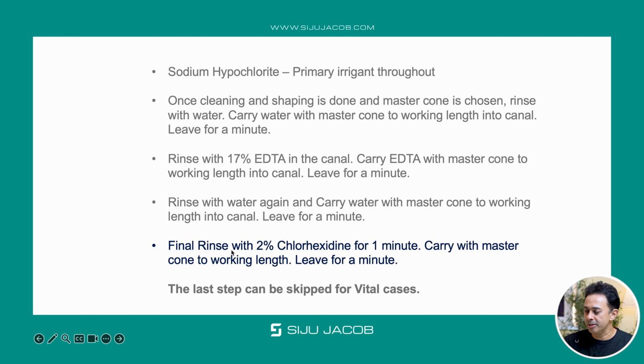So you do your final rinse with 2% chlorhexidine for 1 minute, carry with the master cone to working length, leave it for a minute, and then you decide whether you're going to obturate the case or put some calcium hydroxide or something. So in resistant cases or retreatment cases where the initial treatment hasn't worked and you know that there are chances for some sort of a gram-positive, resistant bacteria, E. faecalis, then we use chlorhexidine as an additional disinfectant to hopefully work on those bacteria which are resistant to routine endodontic therapy. Just a quick word about something called the vapor lock.